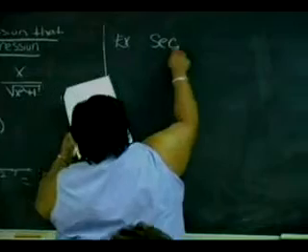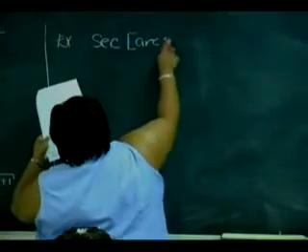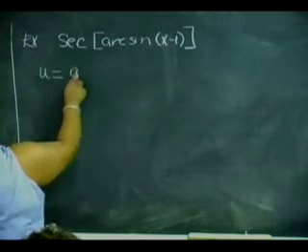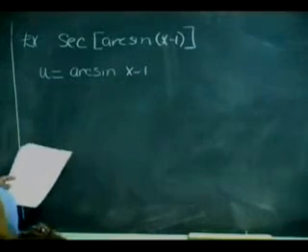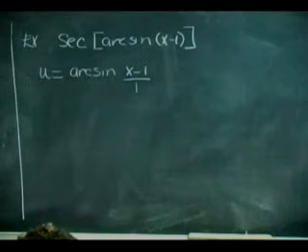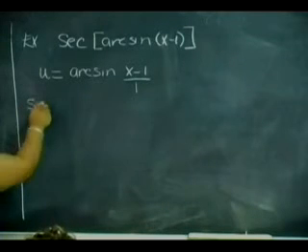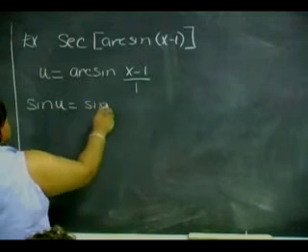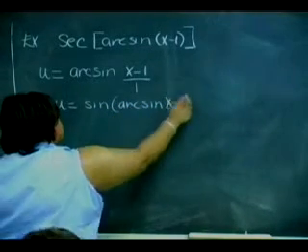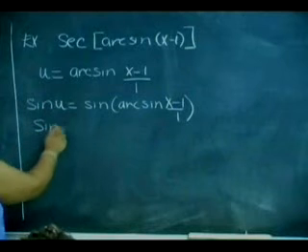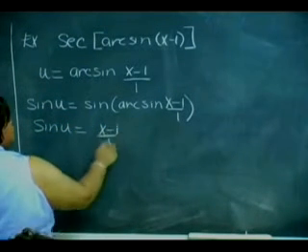Let's look at secant of arc sine of x minus 1. So we let u be arc sine of x minus 1. But really, x minus 1 over what? 1, right? So if we put the sine on both sides, we have sine u equals x minus 1 over 1.